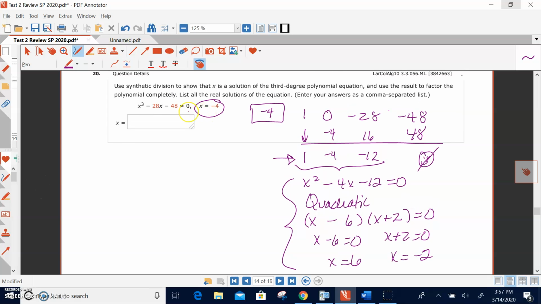So we want to list the solutions, comma separated lists. So I will start with the -4, then the 6, then the -2. So those would be all of our solutions.